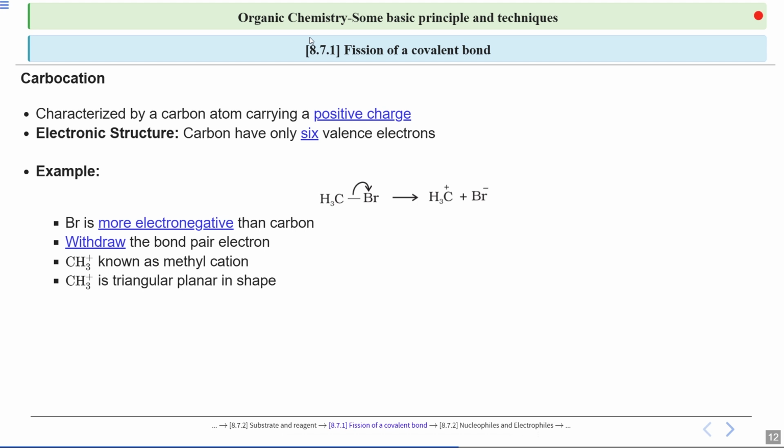Now, what about the shape of this CH3 plus? You know it very well. Initially, simple CH3Br has a tetrahedral structure, but after the loss of this electron, the shape changes to trigonal planar. So it will look like this. 3 hydrogens will be present on the vertices of the triangle, and the carbon will be present in the centroid.